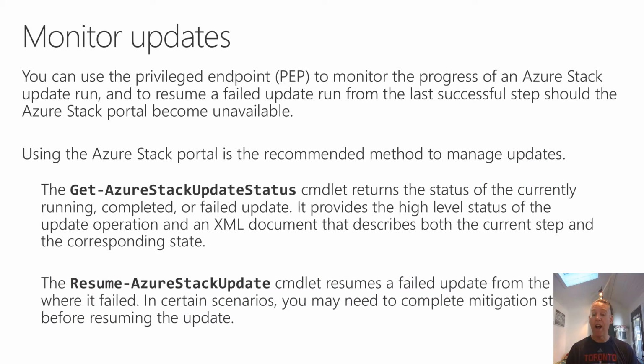You can also watch and see what's going on in the update process as it's occurring. So you can get to the privileged endpoint. That's the PowerShell accessible function that's running inside the Azure Stack. And there are some cmdlets in there. So you can look at the Azure Stack update status in there, or you can kick off the resume function just like you would do in the portal. So those are from the privileged endpoint that you would log on to with your cloud admin account.